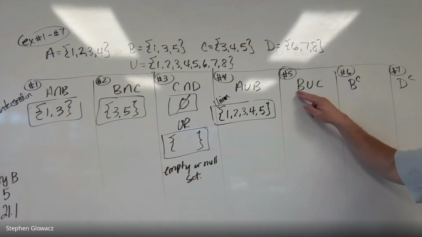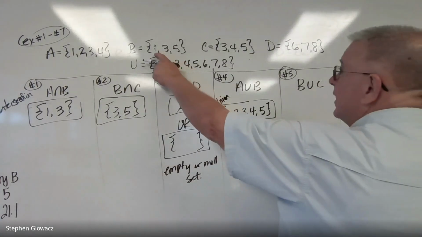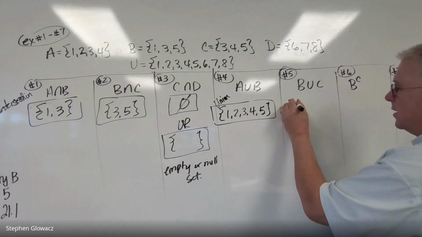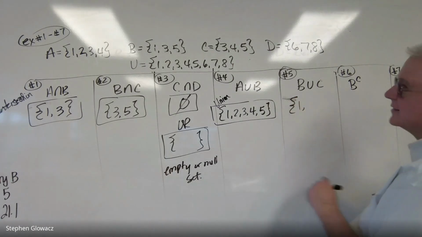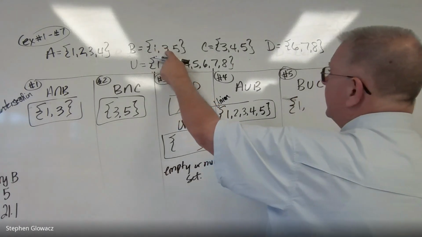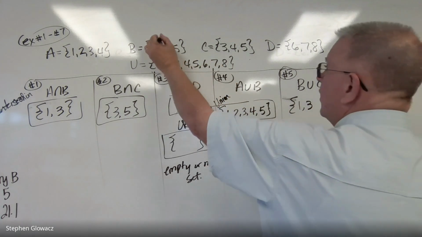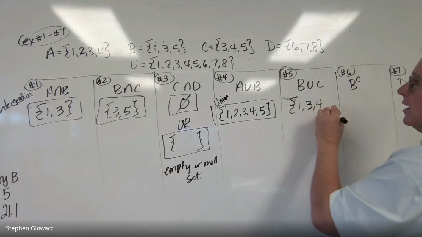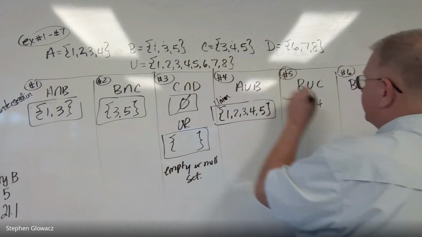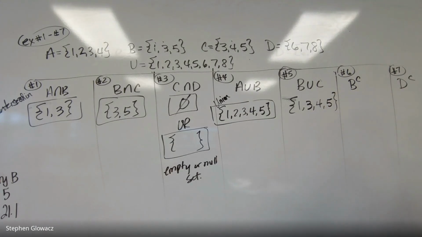Our example for number 5, B union C. And so let's go ahead. We got 1. Sometimes a little hard to draw those set brackets. We got 3. And then we're trying to do this in order. We got 1, 3, we got 4. 3 we already have. We got 4. And then 5. I think that covers everything. 1, 3, 4, 5. We'll check that.